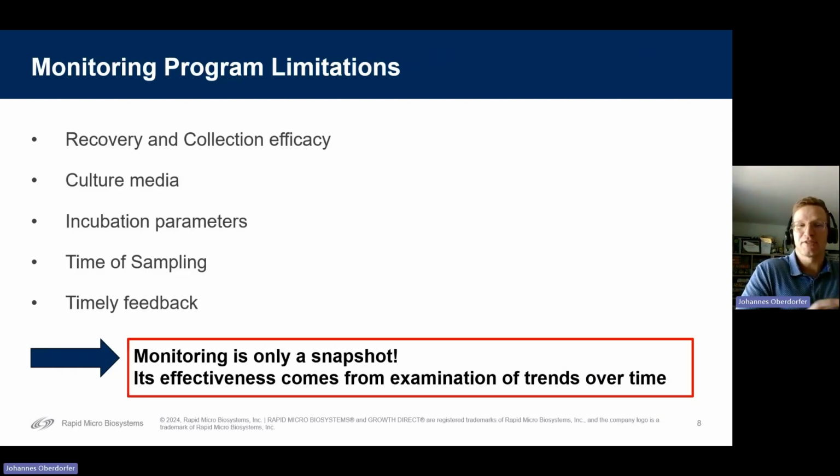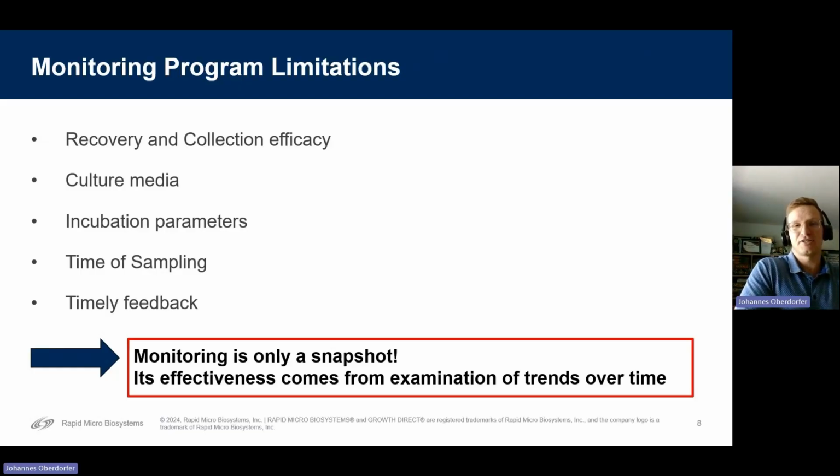The monitoring program is also limited by the time of sampling. Whenever you sample right after cleaning, you might not find that many microbes or contaminations at all. If you sample before the cleaning process, this would at least show the worst-case approach. So we are affecting the outcome of our results by the time of sampling.